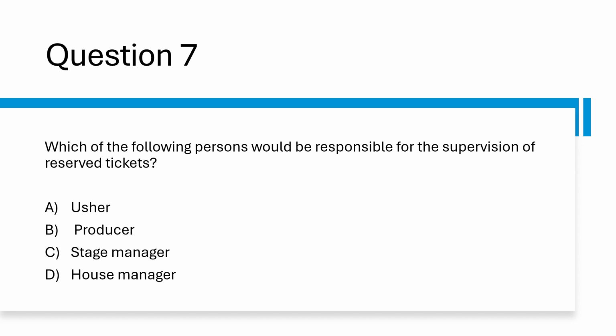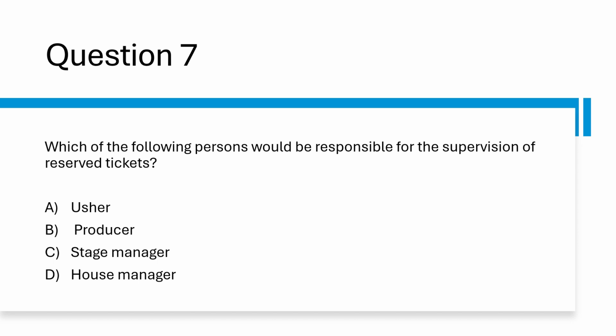The producer, as we said, is only responsible for all the funding that takes place within the production, and so the producer would not necessarily be responsible for tickets that are reserved. The stage manager, when the production is happening, is somewhere backstage managing all that needs to happen to ensure that the show can go off on time. So it would not be the stage manager, but we are left with the house manager.